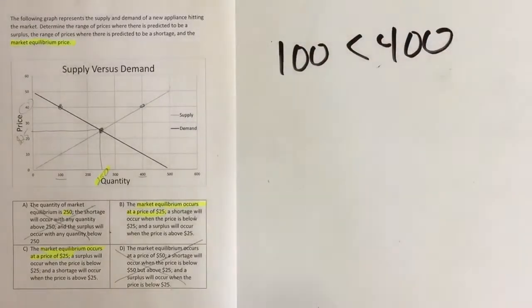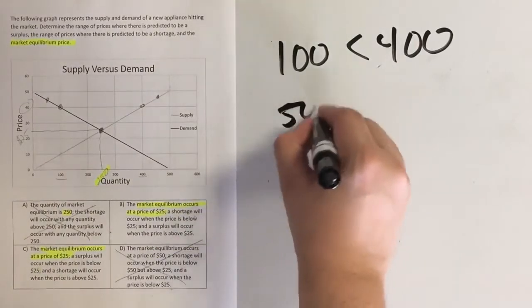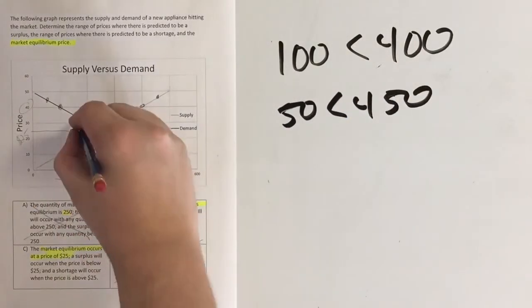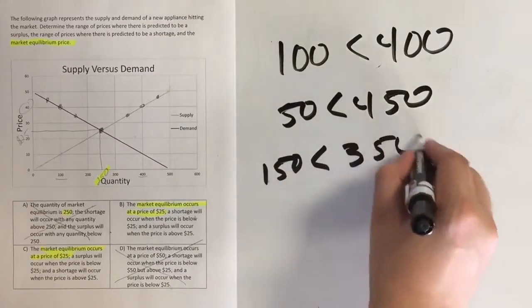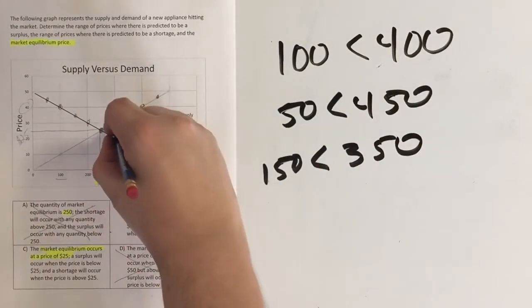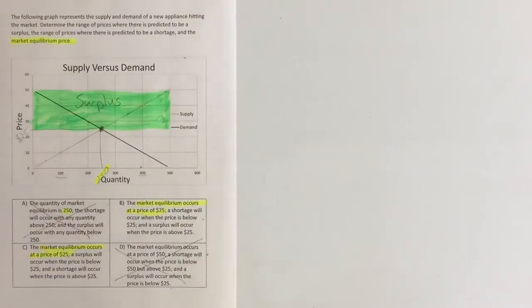The demand for the item being lower than the supply of the item is true for every price that's above $25 all the way down to the market equilibrium price of $25. Therefore, any cost above $25 is the surplus.